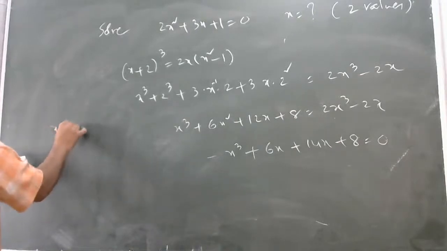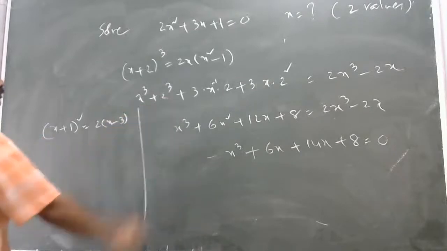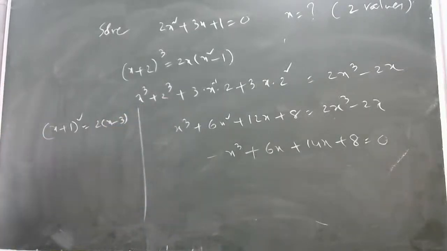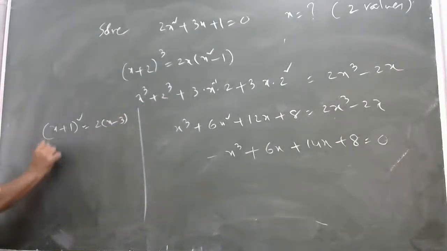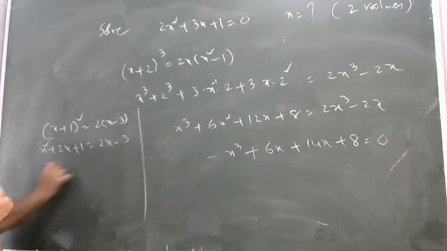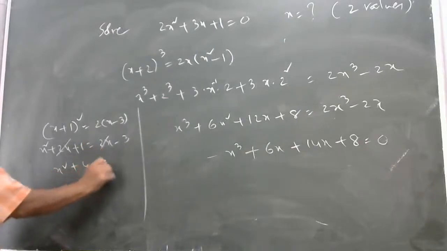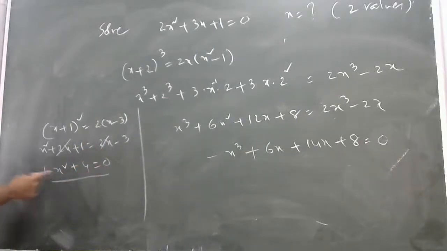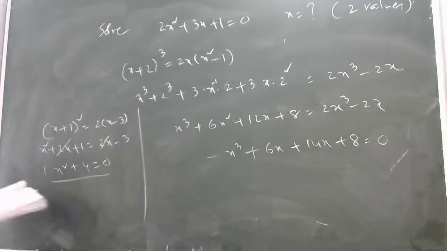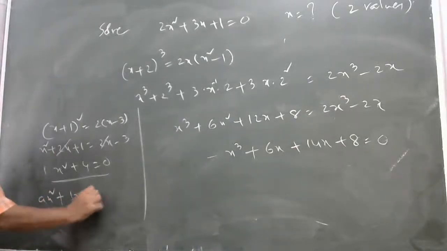x plus 1 whole square equals 2 into x minus 3. Another question. Now expand this one. x square plus 2x plus 1 is equal to 2x minus 3. x square, 2x cancels, plus 4 is equal to 0. It's a quadratic equation because the coefficient of x square is 1, not equal to 0. b can be 0 also. So this is a quadratic equation. Are you clear? Because this is of the form ax square plus bx plus c.